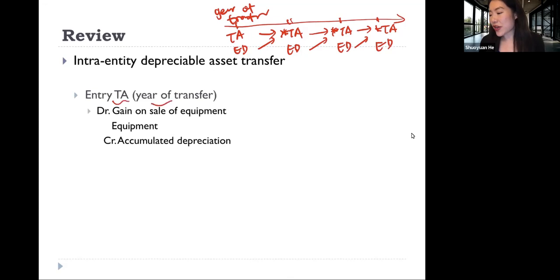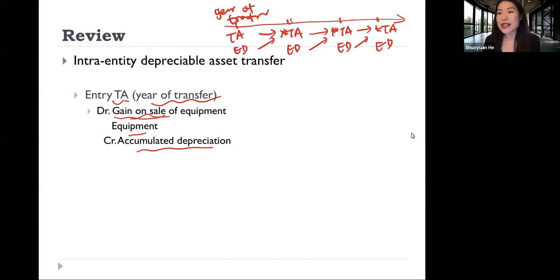Specifically, the TA entry at the year of transfer is to debit gain on sale of equipment, debit equipment, credit accumulated depreciation. One thing we haven't mentioned here is the assumption that the depreciable asset is intra-entity transferred at a gain. So that's why we need to eliminate the gain on sale of the equipment by debiting gain on sale of equipment. If it is transferred at a loss, what should we do? We need to credit loss on sale of equipment, right?